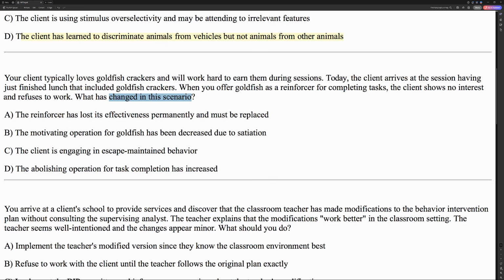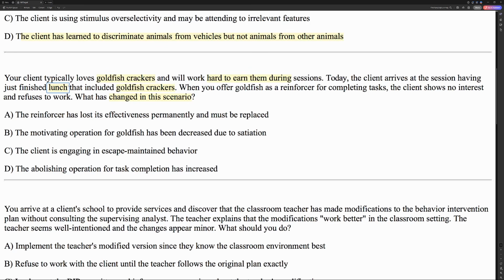So let's think about this scenario. Something changed, right? We know the client loves goldfish and works hard to earn them. So it appears goldfish are reinforcing. They're acting as reinforcement. Today, the client ate goldfish crackers at lunch. Now just stop there and think, common sense, what's going to happen? Let's say you love chocolate cake, and after work, you're excited for chocolate cake when you get home. But that day at work, you eat chocolate cake during the day. And now when you get home, you're not so eager for the chocolate cake. Why? Well, you've already gotten it.